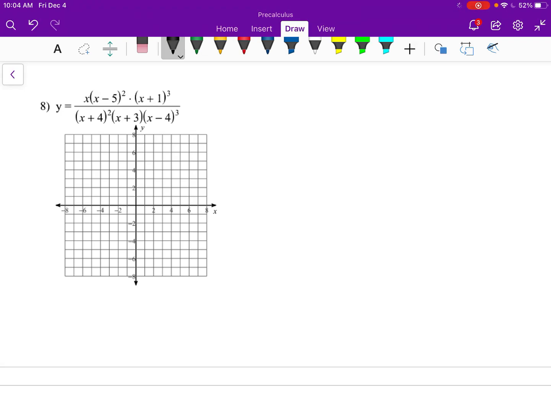Here we go, number 8 from the quiz review. Looks like a doozy. This one's written a little bit differently. You don't have to do the factoring because it's factored already, but we're going to go through our list of things and figure out what we have here.